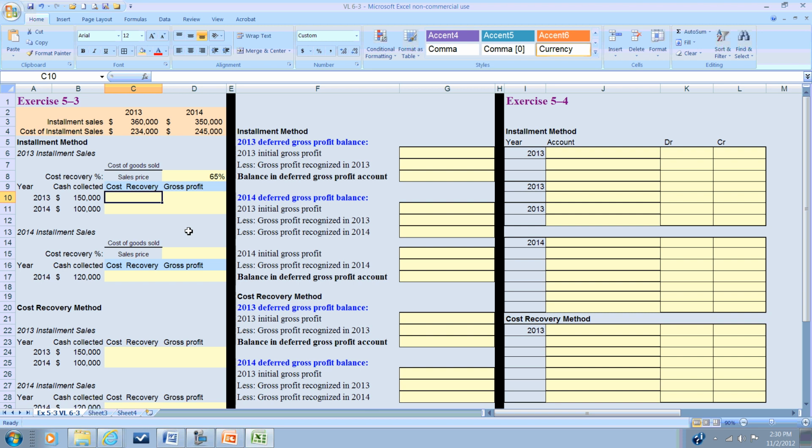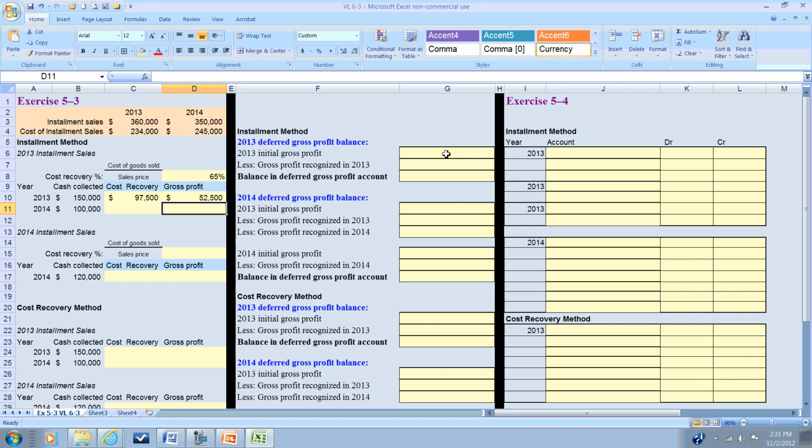So in 2013, we collected $150,000 from the installment sales we made in 2013. So the amount of cost that was recovered was the amount of cash collected multiplied by our cost recovery percentage. So that means of the 150,000, we're going to allocate 97,500 to cost, and the remaining amount, the collection minus the cost recovery, is our gross profit for 2013.